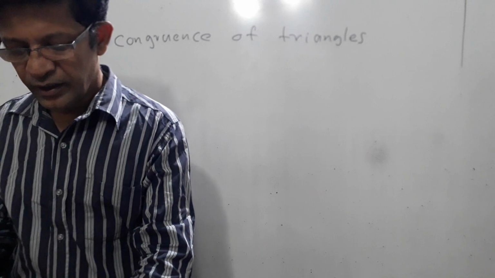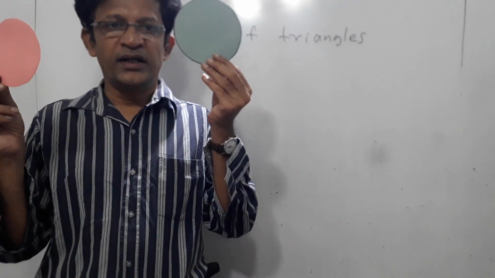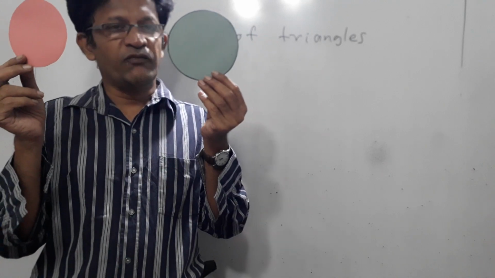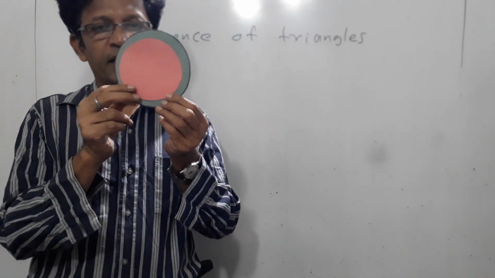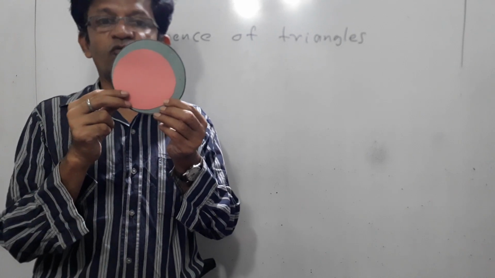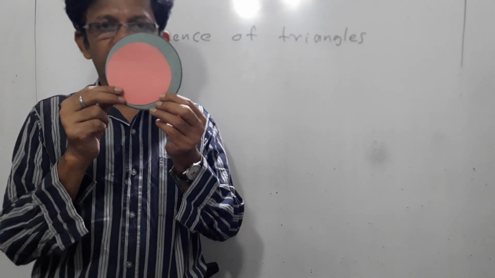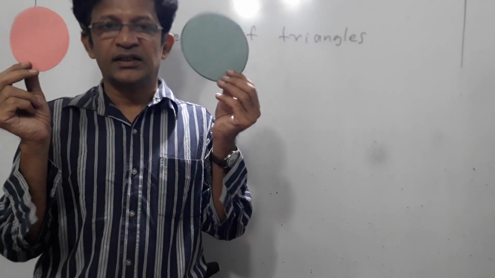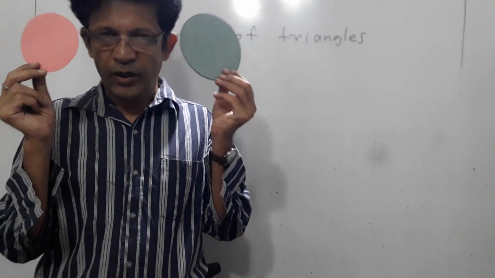Now if I take these two circles, one is a little bigger, one is smaller. Both are the same shape, but if I keep one on top of the other, the pink color circle can't cover the green color circle. It is not full covering. That means these are not the same size. So therefore, these two circles are not congruent. Can you understand that one?